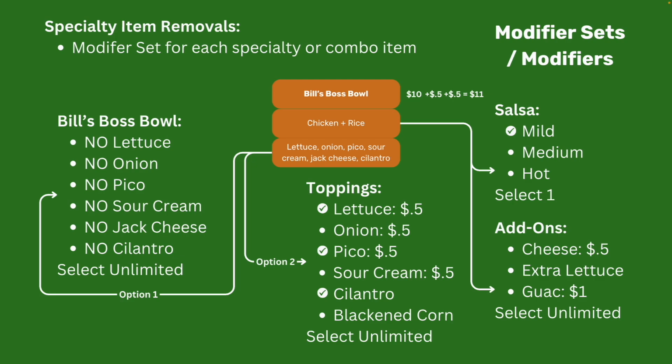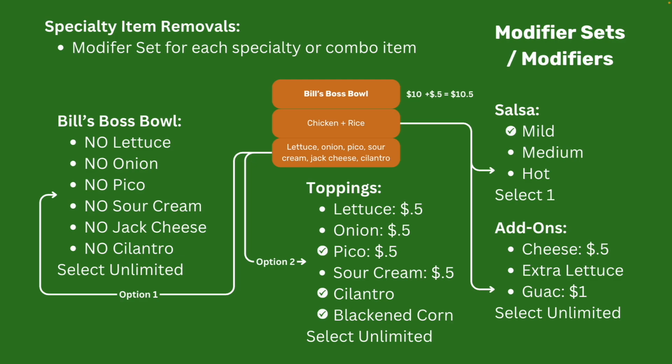But what happens if they unselect the lettuce and select blackened corn instead? So in this instance, the price would be adding just the pico. So the pico is 50 cents, but the blackened corn is free. So now it's just showing $10.50 as the price. This is the only potential problem with the modifier pre-selections.